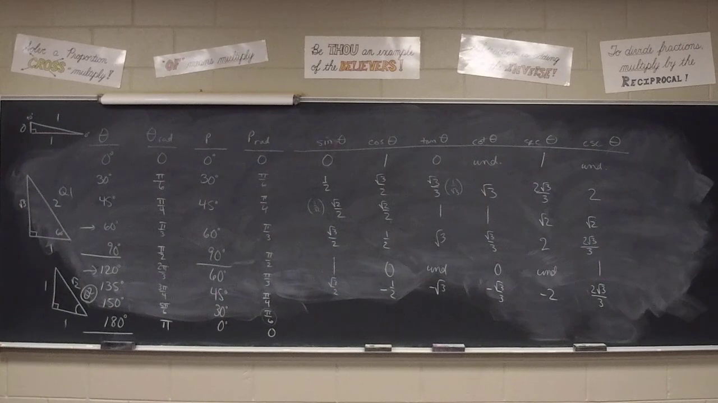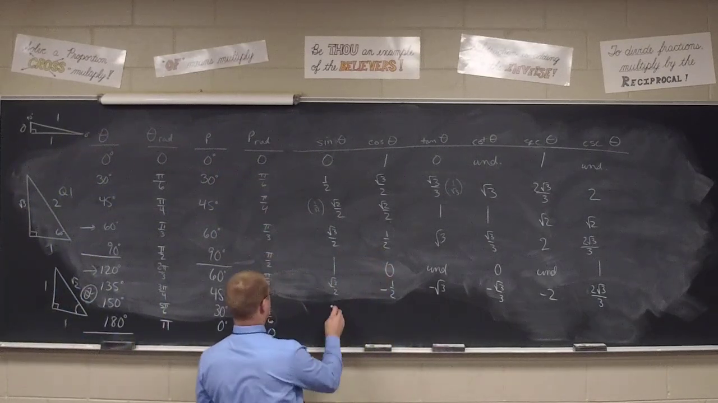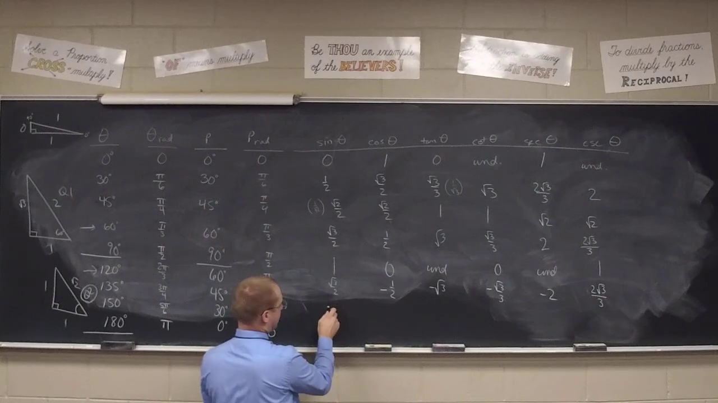Does that make sense? It's going to be the exact same as the 60, but cosine through secant all will come out negative. So what should we write down for the 135 row going across, Ethan? Whatever's on the 45. All right, so tell me what to write as you're writing it.